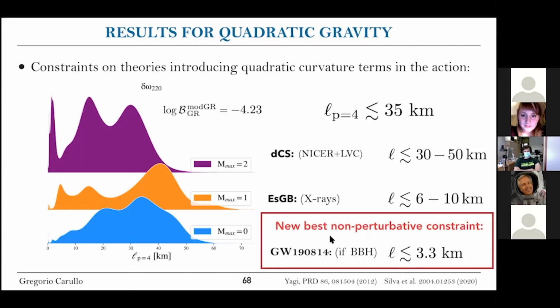And I also wanted to point out a result which I have in this paper, which is the best non-perturbative constraint on Einstein-scalar-Gauss-Bonnet, which can be obtained if you assume that 1908-14 was a BBH. So it tells you that the length scale should be smaller than 3 kilometers. And this is completely independent from the rest of what I'm doing here. I just wanted to note this as an aside.